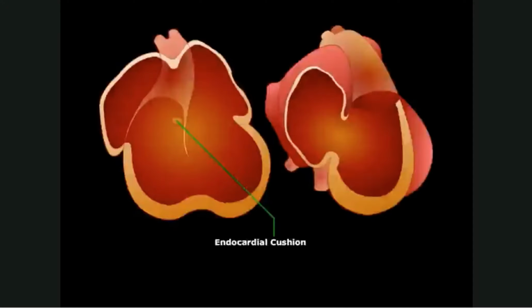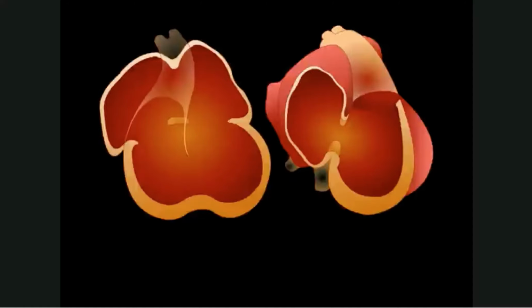At the end of the 4th week, dorsal and ventral endocardial cushions originate from the walls of the common atrioventricular canal. They extend and grow towards each other from opposite sides. By week 6, they fuse, dividing the common AV canal into left and right atrioventricular canals.